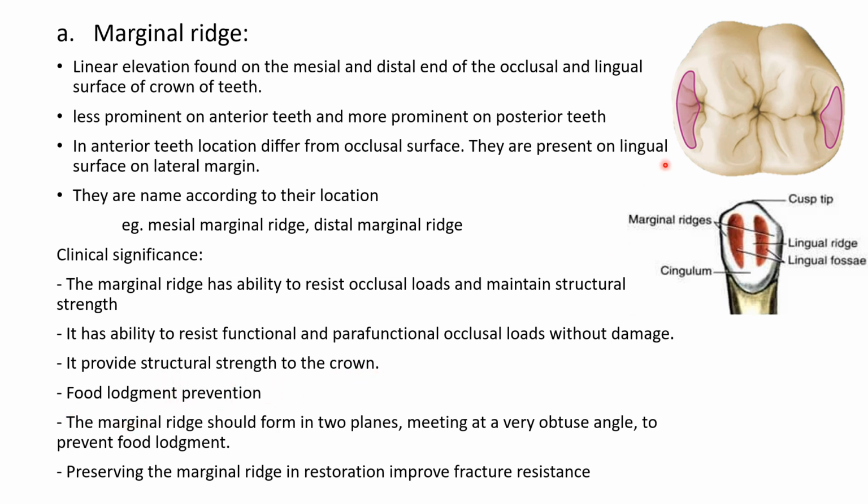Food lodgement is prevented here. The marginal ridge should form in two planes meeting at a very obtuse angle to prevent food lodgement. Because they make an obtuse angle here, the food lodgement is prevented. And preserving the marginal ridge in restoration improves the fracture resistance.